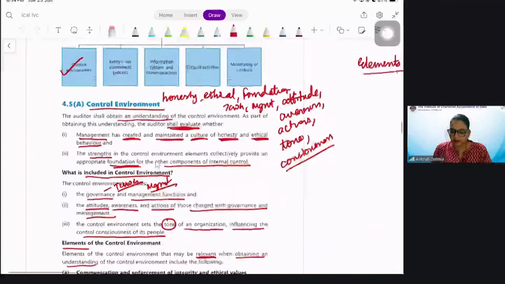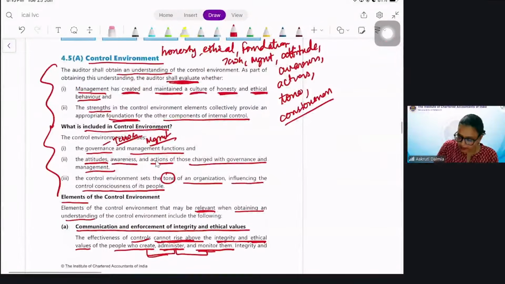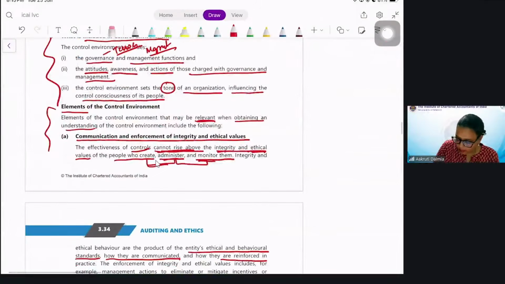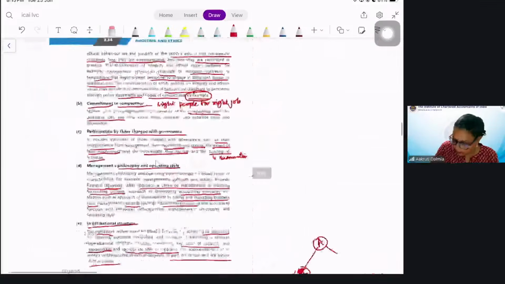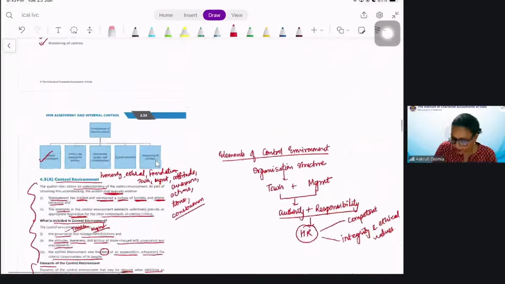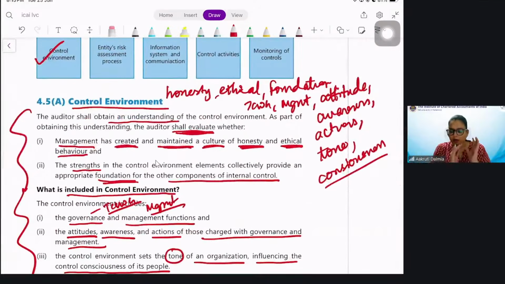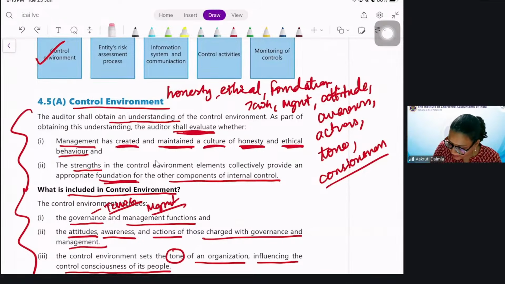So just quickly see this. This whole part you have to write, what is included, and elements of control. So all these points will come in elements of control. Okay. So I will not explain in detail because this is mostly revision. So I'll just quickly revise for you. Control environment, some keywords. Management has to maintain culture of honesty and ethics. The strengths create a good foundation for the other components. So if this is weak, other components are also weak.